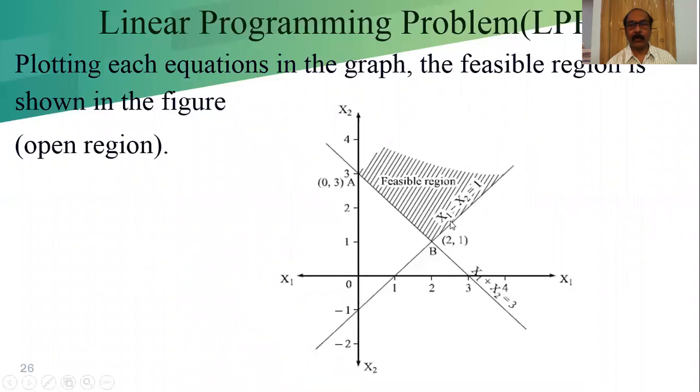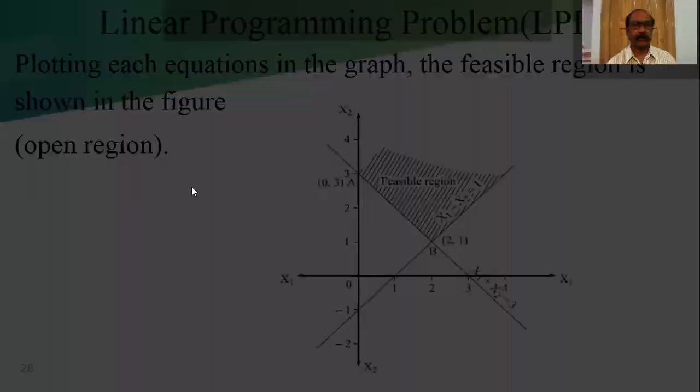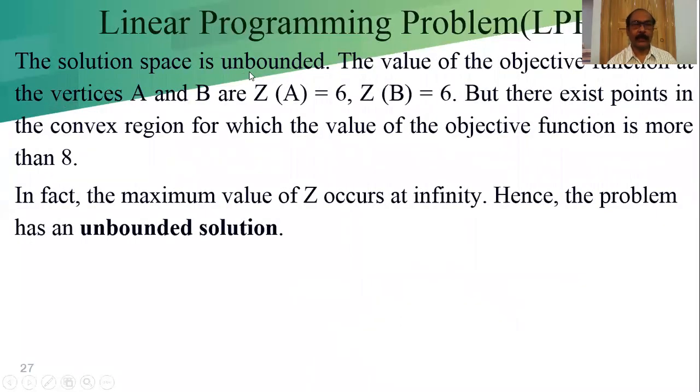There is no upper boundary of this region. Only a lower boundary is there. So this is basically an open and unbounded region. This is the unbounded case. So in this case, Z will be maximum at infinity. So this solution space is unbounded.